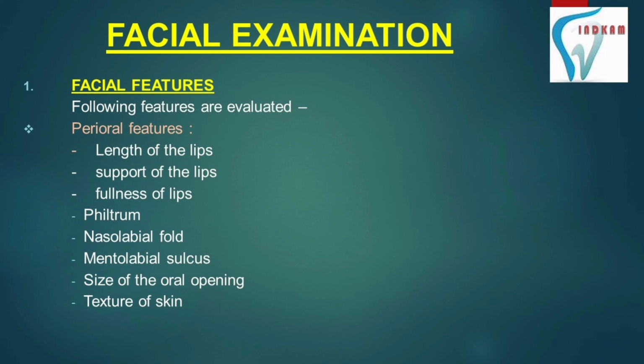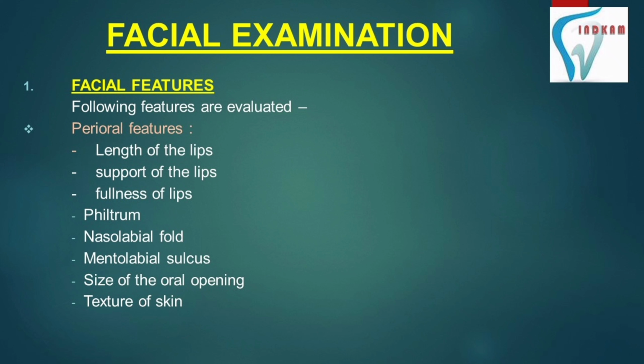These are length of the lips, support of the lips, fullness of lips, philtrum, nasolabial fold, mentolabial sulcus, size of the oral opening and the texture of the skin. The size of the oral opening also influences the degree of tooth display. For texture of the skin, if the skin is rough or smooth, light color, so according to the skin we have to place the teeth.